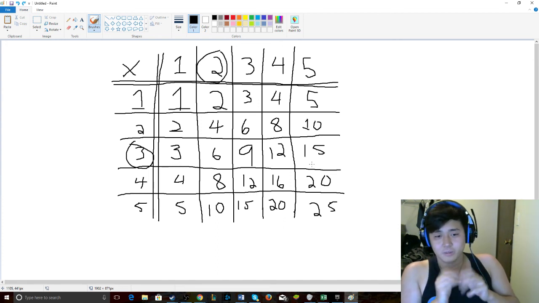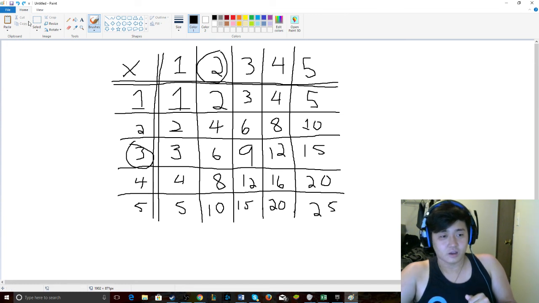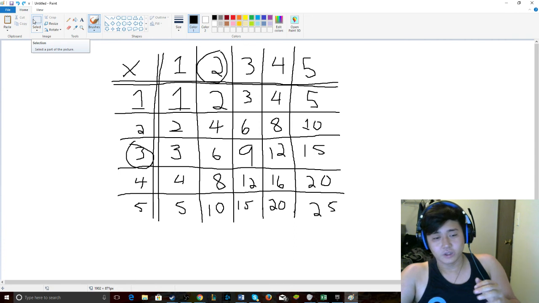So practice with this, and if you guys can get this small times table, then we can try doing it with larger numbers and see how that goes.